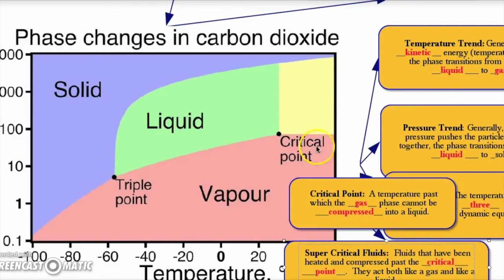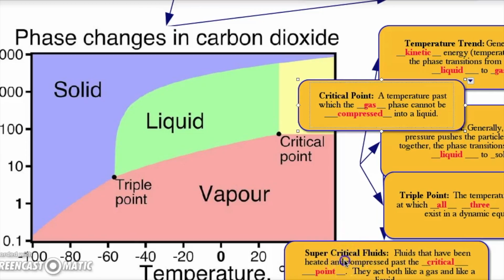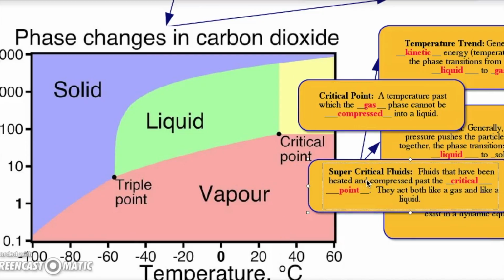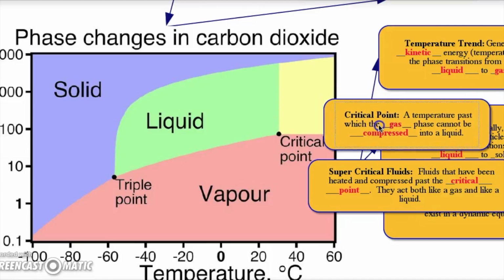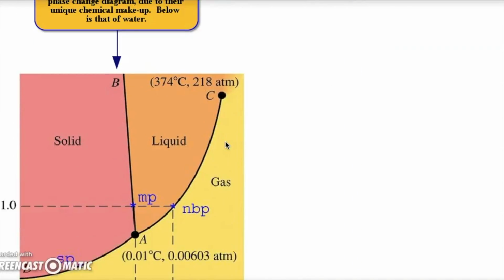Supercritical fluids are gases that are past their critical point, and so they act kind of like a gas and kind of like a liquid. They're often used as solvents in industry because they're really good at dissolving things that are hard to dissolve. But the critical point, it's a temperature past which the gas can't be compressed, and if you have something that should be a liquid, but you're past that critical temperature, it also acts like a gas. Those are supercritical fluids.